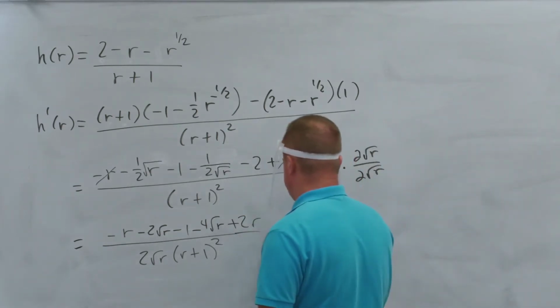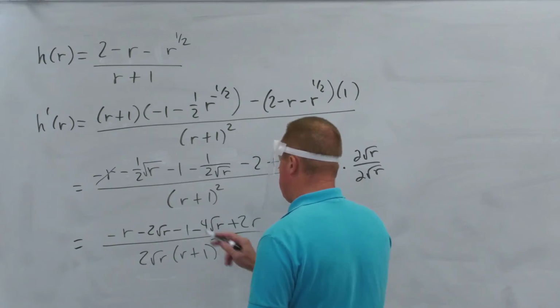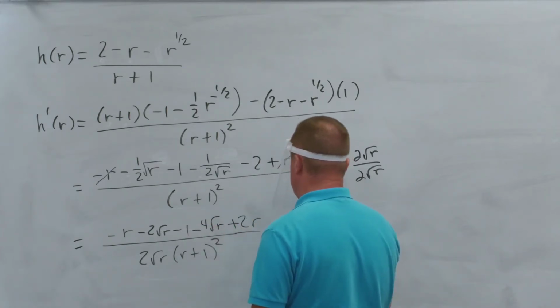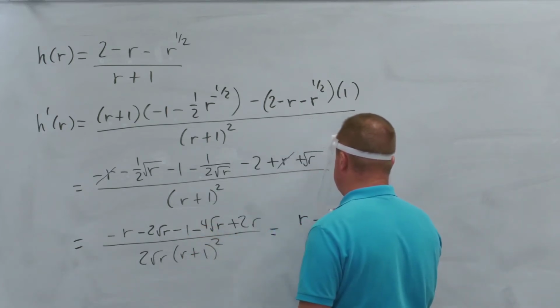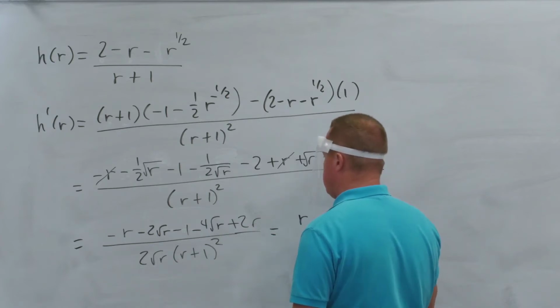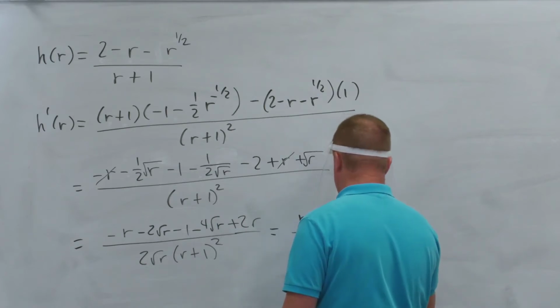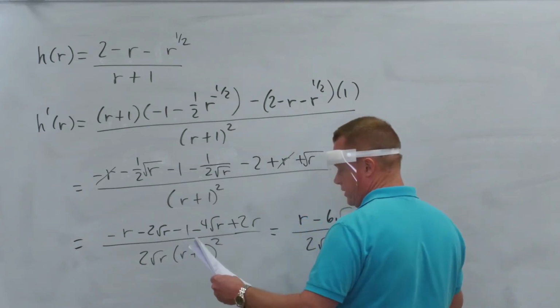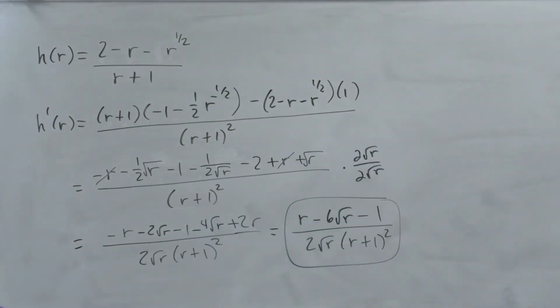Just combine terms now. So we would have, let's see, negative r plus 2r will be r. Negative 2 root r minus 4 root r would be negative 6 root r. Then I got minus 1 over 2 root r times r plus 1 squared. That's a good answer. All right, so that would be the derivative function for that function. Any questions about that? Product and quotient rule.